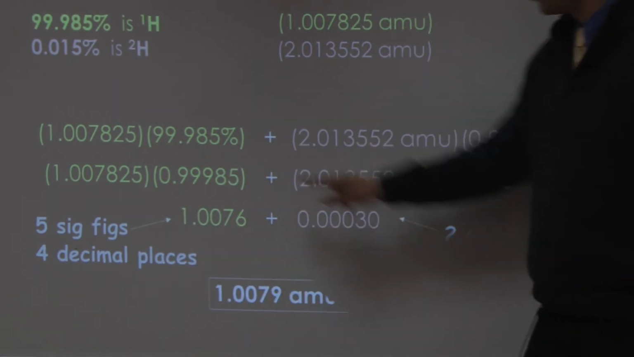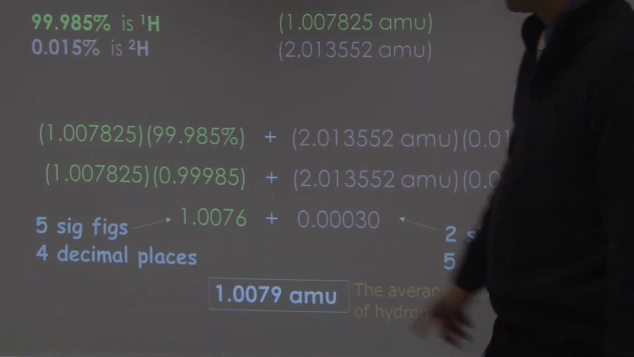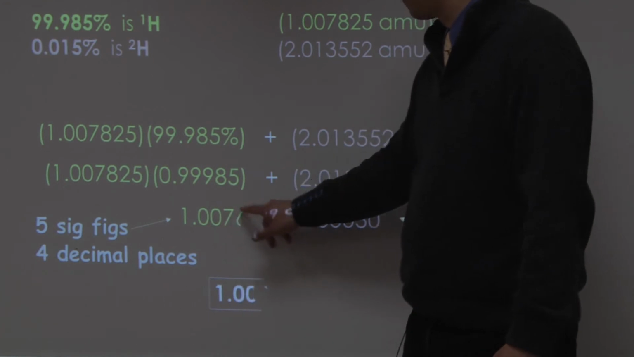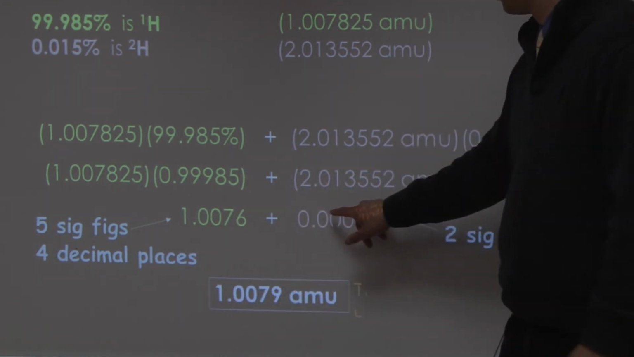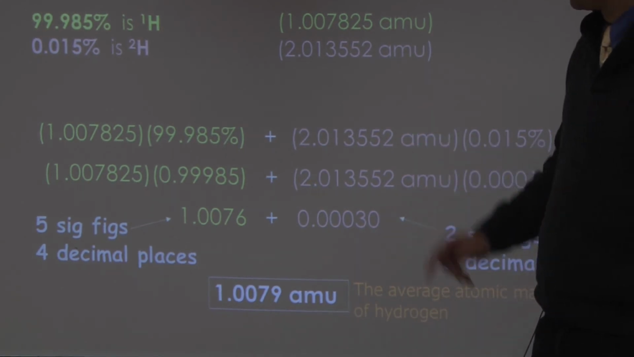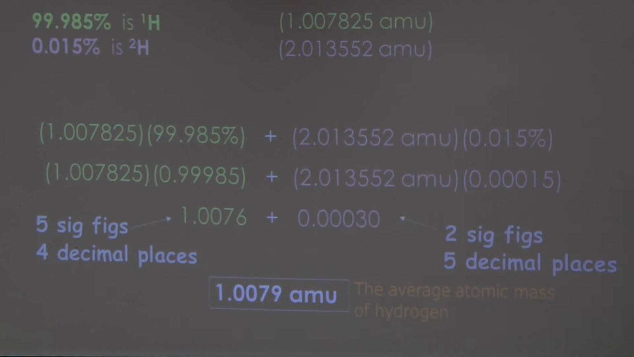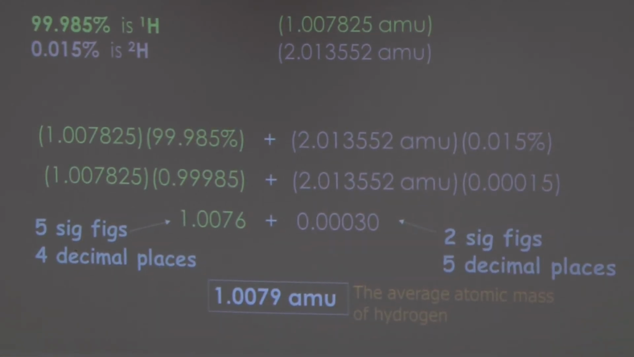Then at the addition step, recall addition and subtraction, we're not counting total significant figures, we're counting decimal places, right? Columns after the decimal point. So here we have 1, 2, 3, 4. Here we have 1, 2, 3, 4, 5. So we're going to round off to 4 decimal places, which is going to give us 1.0079. So that's the average atomic mass of hydrogen.